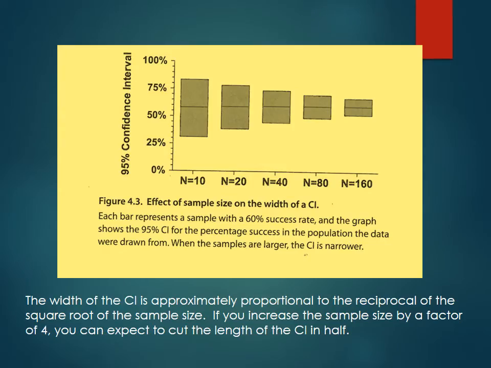And this is another thing we mentioned: because this is a factor of the square root of the n, or your sample size, as you start to increase your sample size, you're going to see the confidence interval start to drop. Okay, so larger sample size, smaller confidence interval.